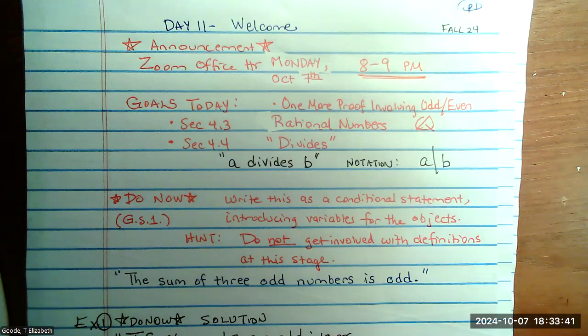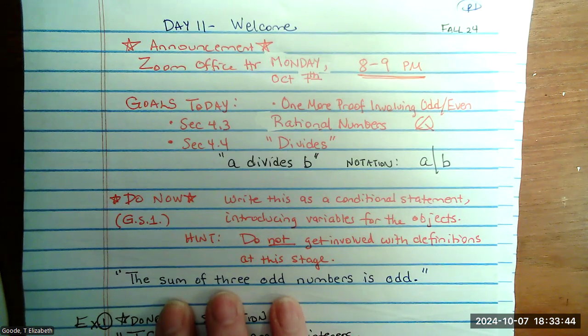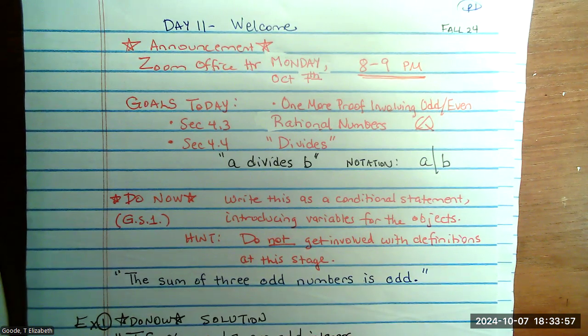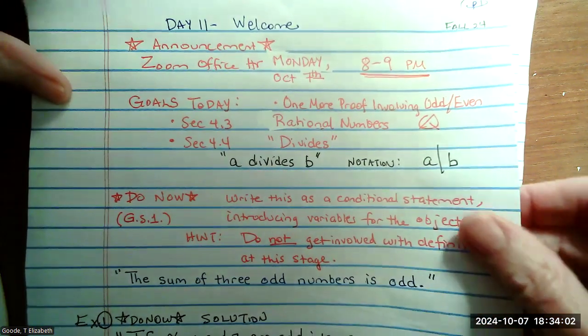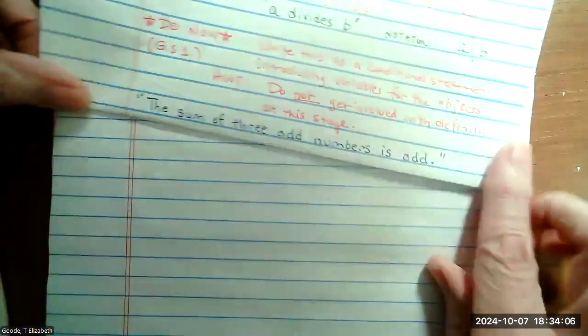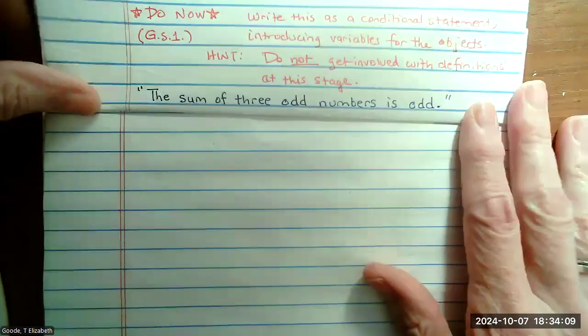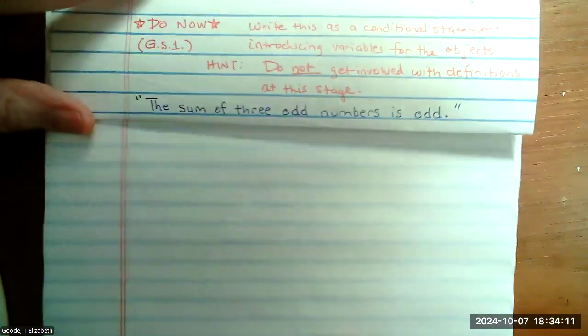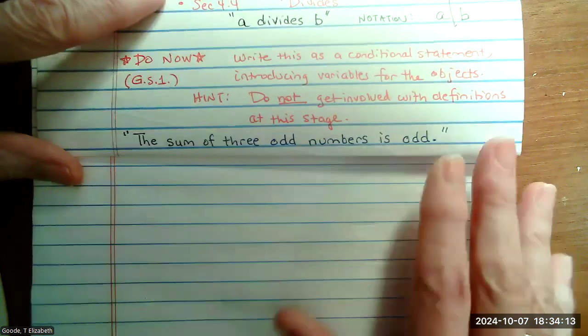All right, so here's our do now problem, just to kind of get warmed up. Let's just practice good steps 1 and 2 so that we can write a proof of this statement. The sum of 3 odd numbers is odd. So see if you can write that as an if-then statement. That'll be what we start with this evening. You don't want to dive into the definition of odd at this point. We just want to look at the idea that the sum of 3 odd numbers is odd.